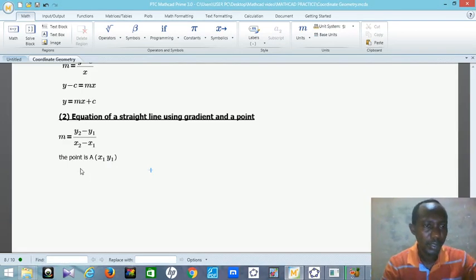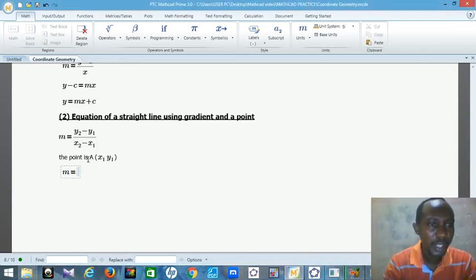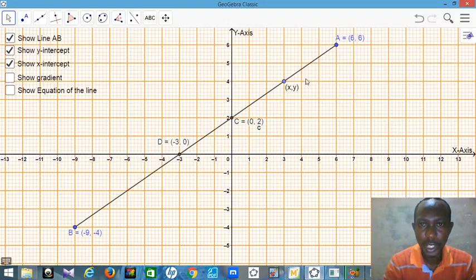Okay, so this is the point. So the point is A, that is x1 and y1. So this is the point, but we don't know, but we need an equation. So since we need an equation, how do you get this equation of this line? You say m is equal to, so this time around you leave the y2 as this value. So this is the y2. So this is the second point. So y2 minus x1, we need another point.